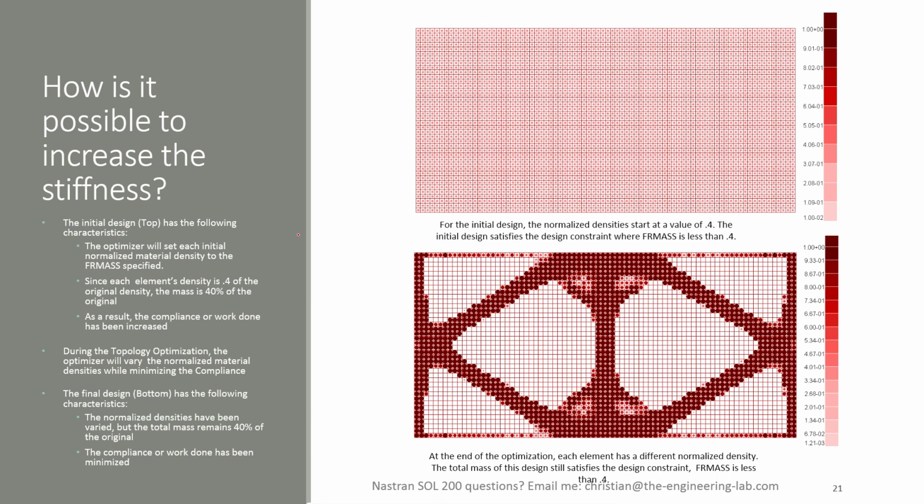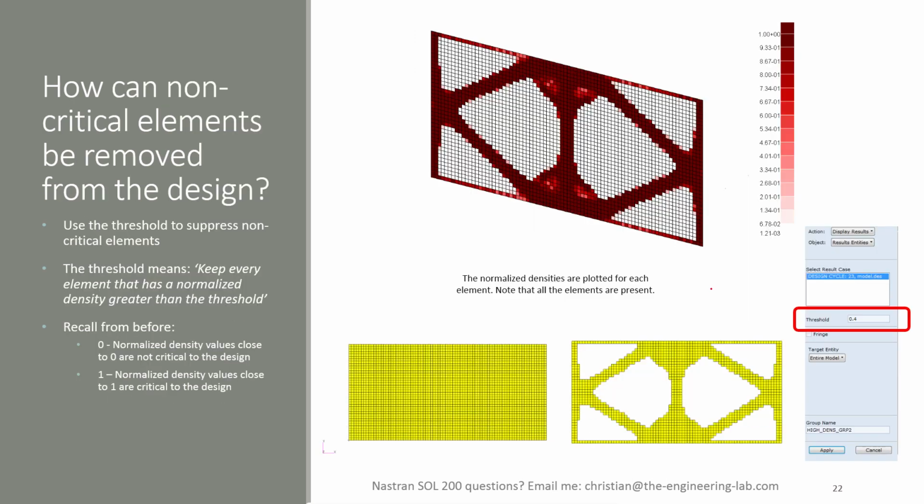Now, how is it possible to increase the stiffness? Since we reduced the model, we've effectively softened the model. This is where it's going to modify each design variable. It will either increase the design variable or it will decrease the design variable to maximize the stiffness. Here, by the end, you can see that it's identified regions where the material has a really low normalized material density, and these regions can be effectively removed.